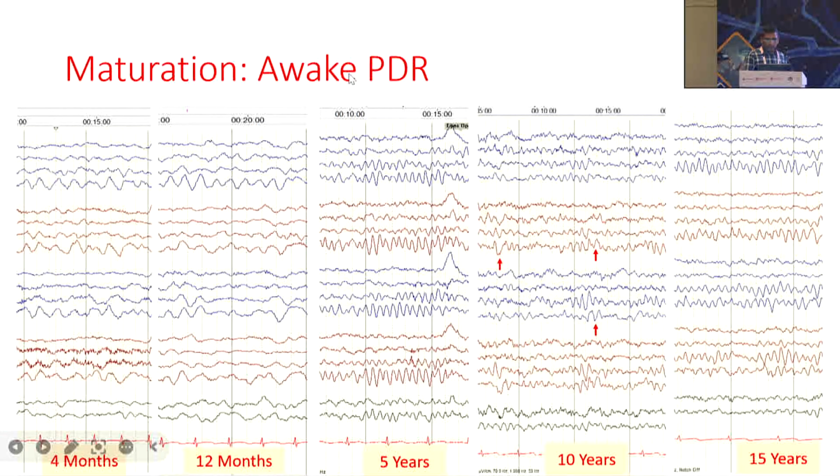So just to sum up the maturation in awake state: in a 4-month-old, this is one important age to remember, you have an anterior to posterior gradient starting to appear at 4 months of age. You have PDR as early as 4 months, around 3.5 to 4 hertz. Then by 1 year, you have 5 to 6 hertz PDR. Then by 5 years, more than 80% of children will have alpha range background rhythm. And you can have normal elements like posterior slow waves of youth starting to appear in childhood.